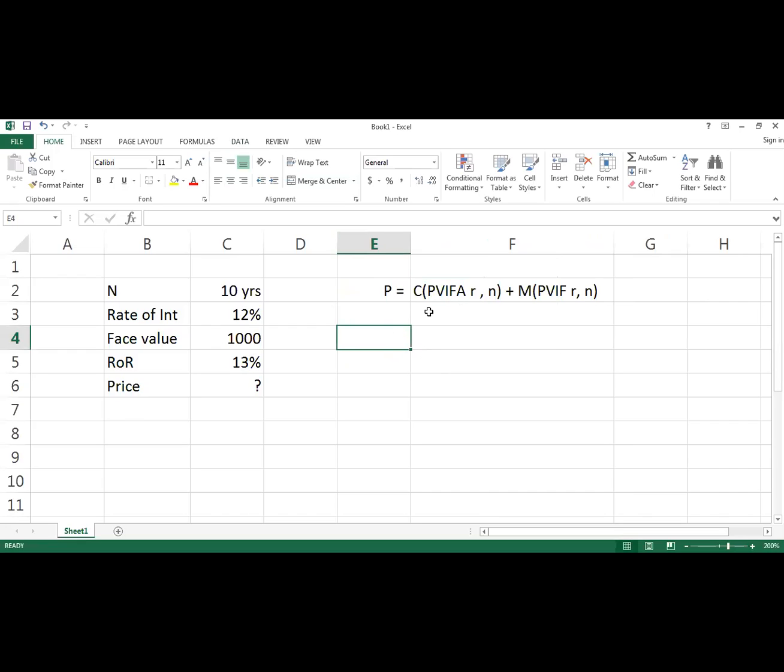Now, before I come to the price of the bond, there are other things I have to calculate. Can anyone tell me what my C value is here? C is the coupon payment, based on the coupon rate. What is my rate of interest? 12%. So 12% of what?